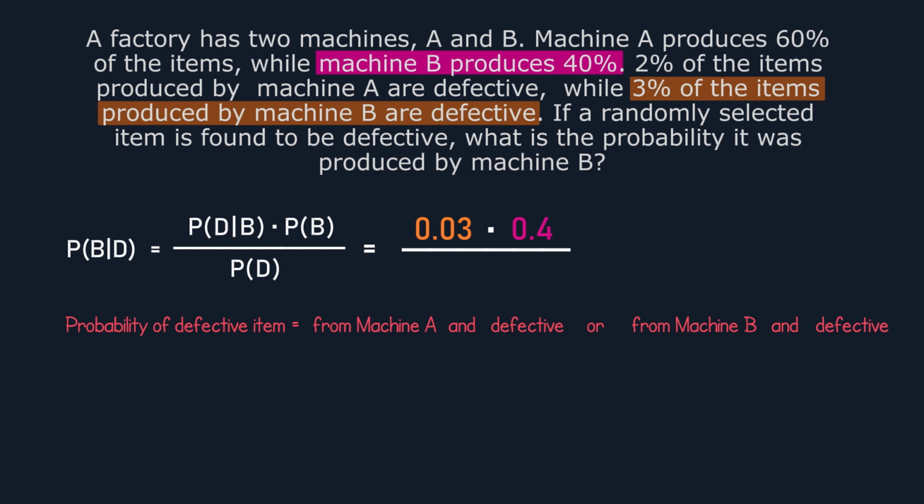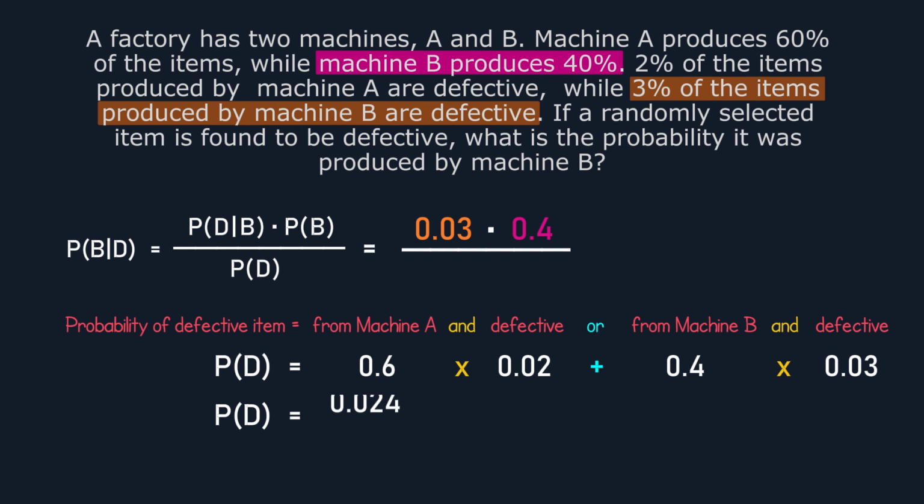To write it mathematically, just remember that the word "and" means we multiply, and the word "or" means we add. So the probability of getting a defective item becomes 0.6, since machine A produces 60% of the items, multiplied by 0.02, since 2% of the items produced by machine A are defective, plus 0.4, since machine B produces 40% of the items, multiplied by 0.03, since 3% of the items produced by machine B are defective.